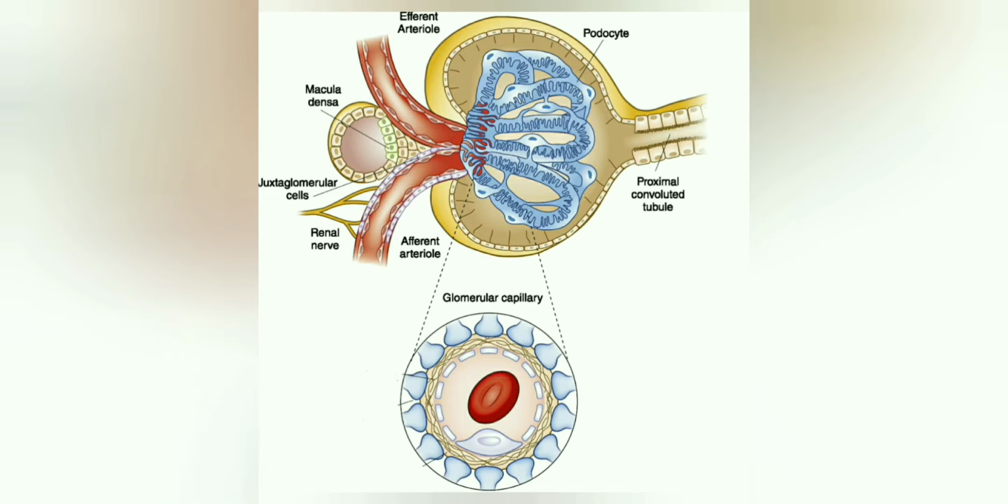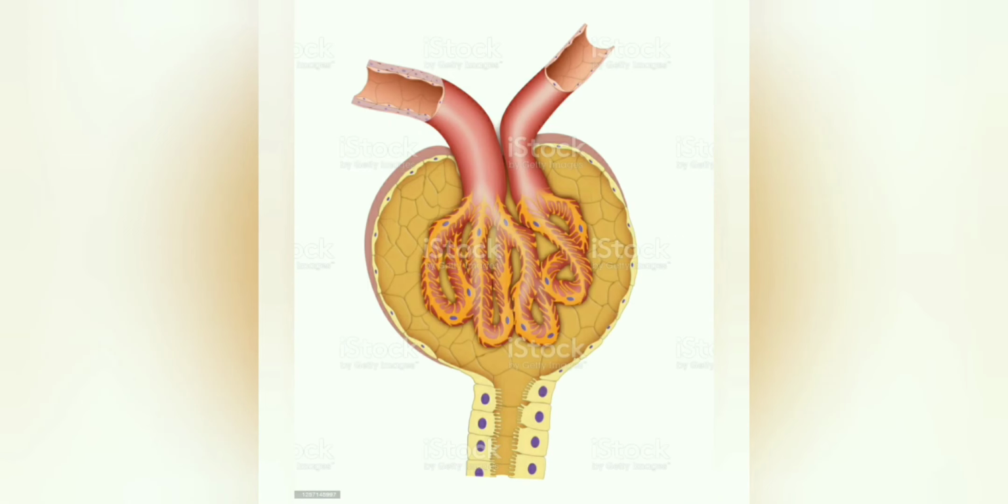The parietal wall consists of simple squamous epithelial cells. It is thin and continues into the neck. The wall of the neck is made up of ciliated epithelium. The lumen of the neck is called the urinary pole. Now this neck leads to the PCT, that is, it continues into the PCT.